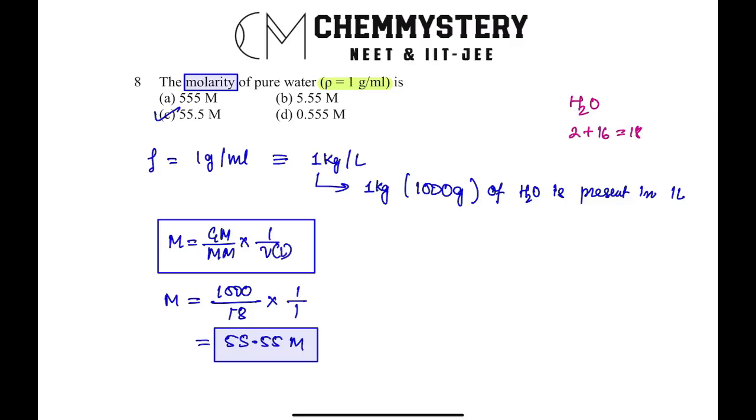Again, how did we find out? By decoding this: 1 kg per liter. This is pure water. Pure water means water is the solute, water only is the solvent. So 1 kg, that is 1000 gram of water, is present in 1 liter of water. With this we have substituted and found the molarity.